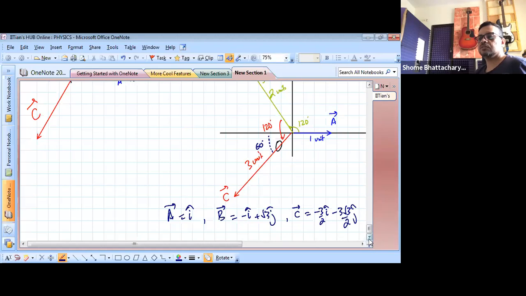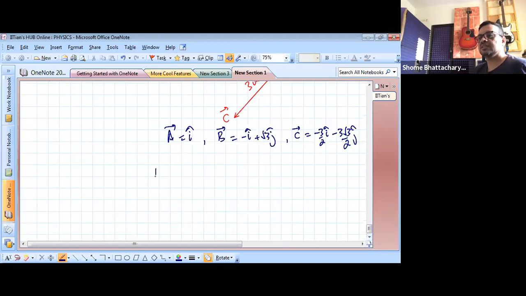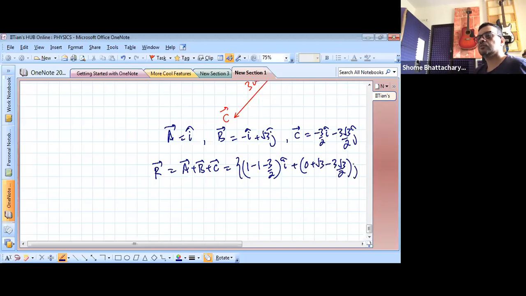These are becoming the vectors A, B, and C. So the resultant, which is the vector sum of A, B, and C, will have an x component which is 1 minus 1 minus 3 by 2, and a y component which is 0 plus root 3 minus 3 root 3 by 2. So this will become minus 3 by 2 i cap.